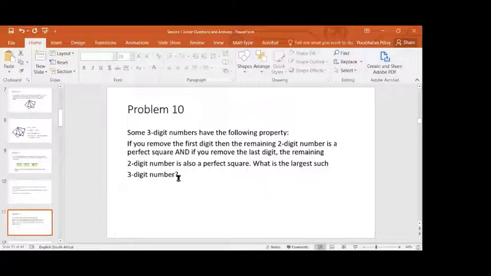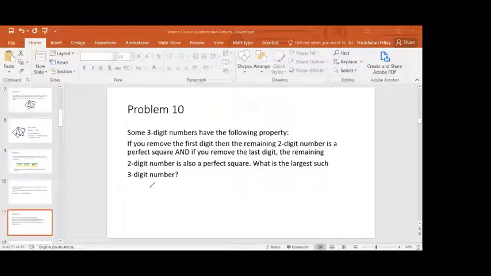So here we are looking at this question. Some three-digit numbers have the following property. All right, so we are talking about three-digit numbers, and we are looking at some of them, and they have a particular property. So let's see what the property is. The property is that if you remove the first digit, the remaining number is a perfect square.